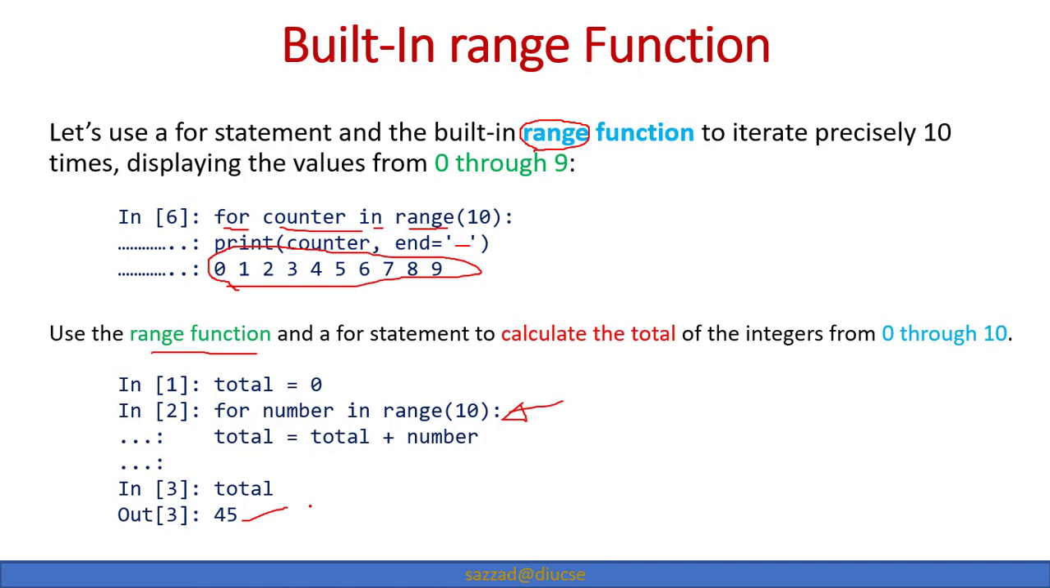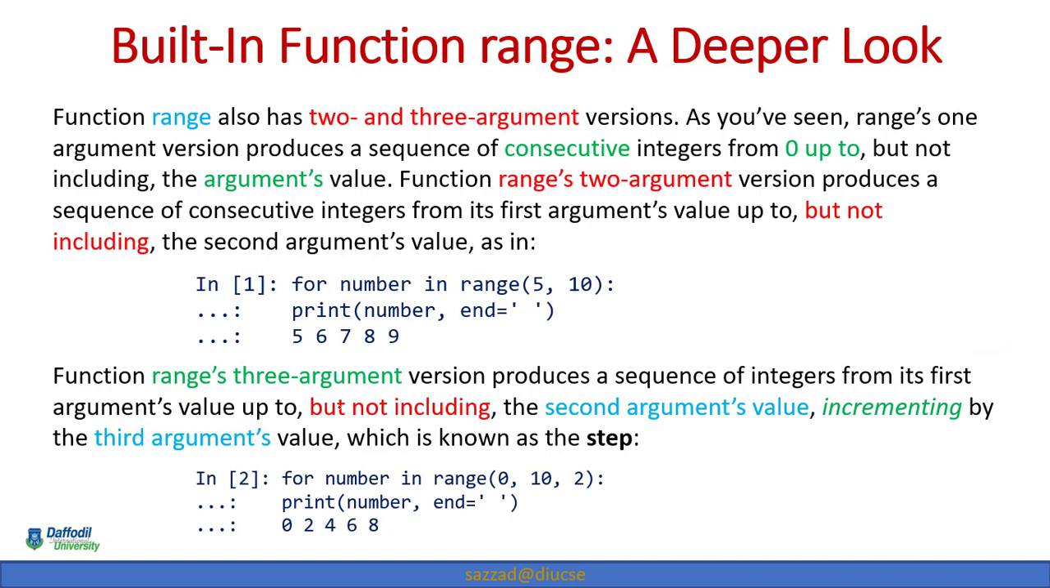So let's see another example of range. The built-in function range, a deeper look. We are going deeper into range. The range function also has 2 and 3 argument versions, as we said, the lower range and the upper range. Also there is a 3 argument version, in which we give the lower range, the upper range, and the increment or decrement. As we have seen, the range 1 argument version produces a sequence of consecutive integers from 0 up to something, but not including the argument value.